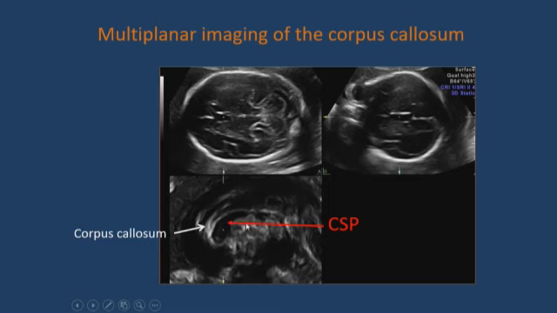Because if we see the cavum septum pellucidum here, the corpus callosum is right on top. So this is probably one of the best areas for 3D in OB. Otherwise, with 3D, probably the best thing for OB/GYN is the GYN.